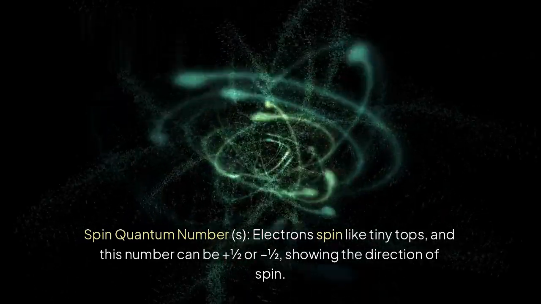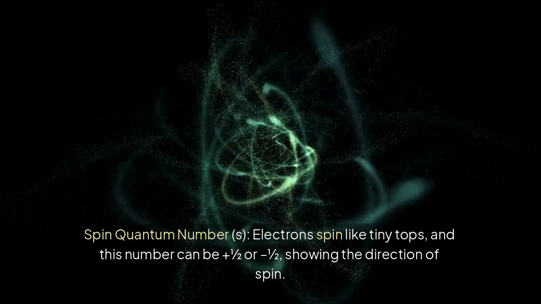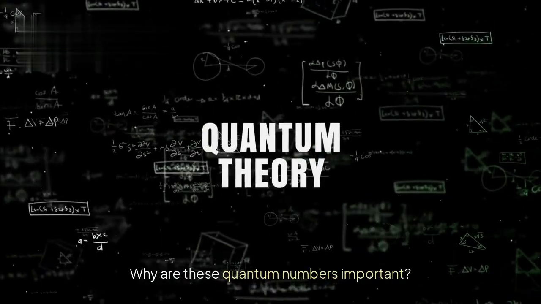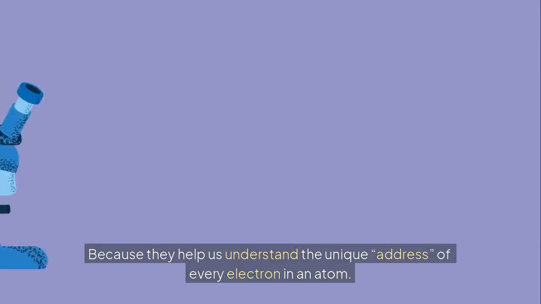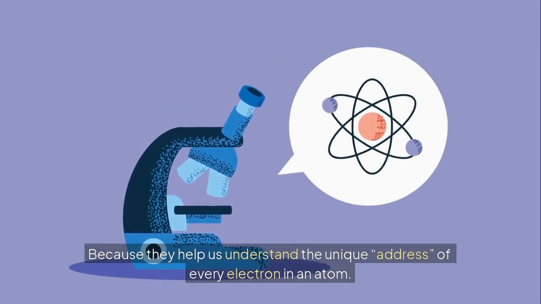Spin quantum number, s, electrons spin like tiny tops, and this number can be +1/2 or -1/2, showing the direction of spin. Why are these quantum numbers important? Because they help us understand the unique address of every electron in an atom.